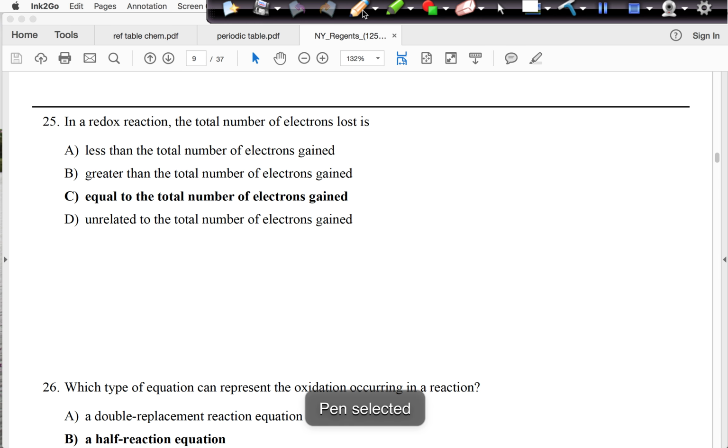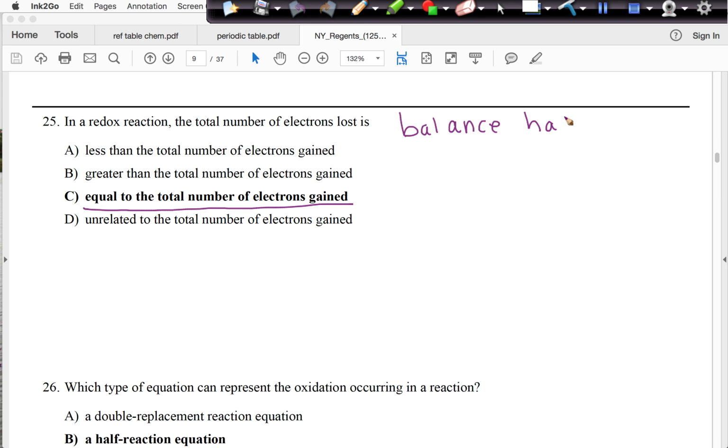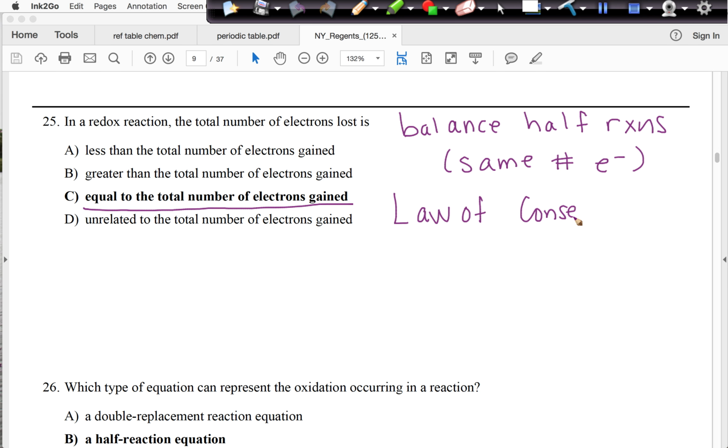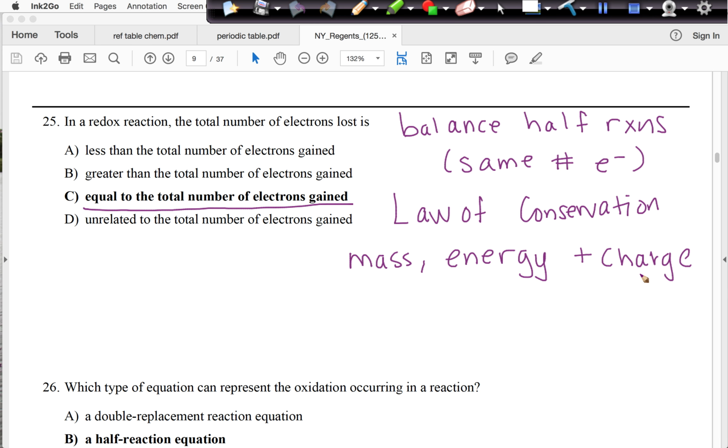For number 25, in a redox reaction, the total number of electrons lost is always equal to the number of electrons gained. Remember that we balance half reactions to make sure that they have the same number of electrons in each, and this is because of the law of conservation. The law of conservation says that mass, energy, and charge are always conserved in any chemical reaction.